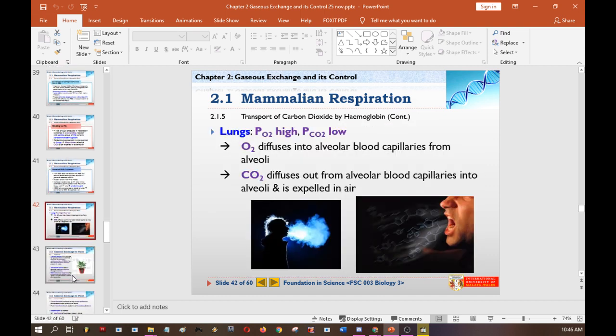Okay, so in the lungs, PO2 is high and PCO2 is low. O2 will diffuse into the alveolar blood capillaries from the alveoli, and CO2 will diffuse out from the alveolar blood capillaries into the alveoli and be expelled in the air. So you can see the exchange happening: O2 from the lungs into the blood, CO2 from the blood into the lungs.